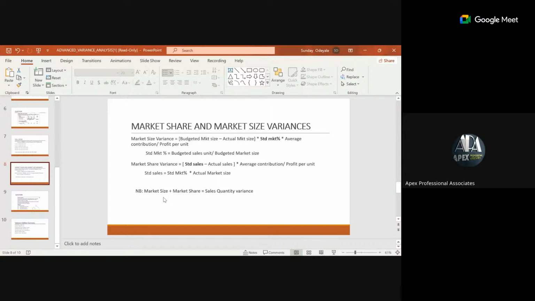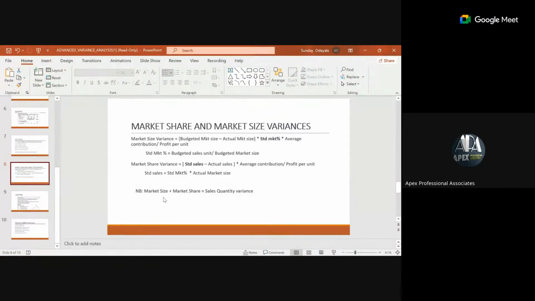That change in your market size, directly or indirectly, will affect your sales, and in the long run, affect your profit. So you want to know what amount of your sales changed simply because your market size changed. That is what the market size variance is talking about. That is where you see the budgeted market size is just the 500 that you thought would be around, minus the actual market size, which is eventually the 1,000.